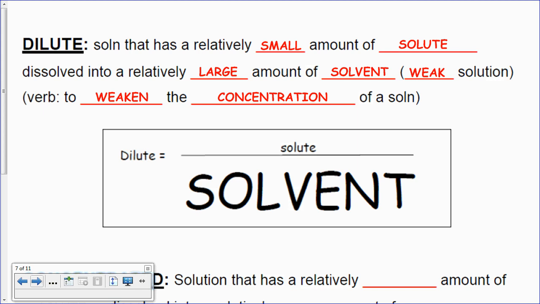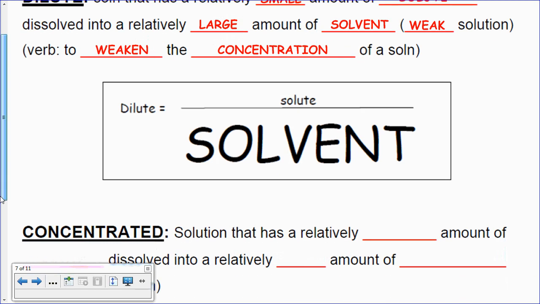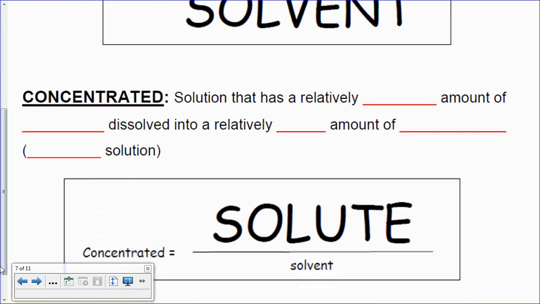It's very diluted. And the ratio that you can see here is the solute is small number over the solvent, which is big. So dilute is when you have a very little bit of solute divided by a very large amount of solvent. Now let's talk about concentrated, because it's got to be the opposite. A relatively large amount of solute dissolved in a relatively small amount of solvent. It's a relatively strong solution.